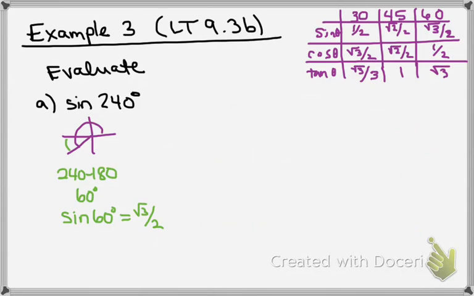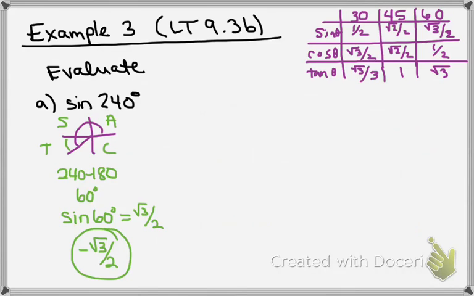The last thing I need to do is look at my quadrants. So since this is in the third quadrant, if I do all students take calc, in my third quadrant, only the tangent is positive. Since I'm working with the sine, that tells me that my answer needs to be negative. So it would be a negative square root of 3 over 2. And that is my answer.